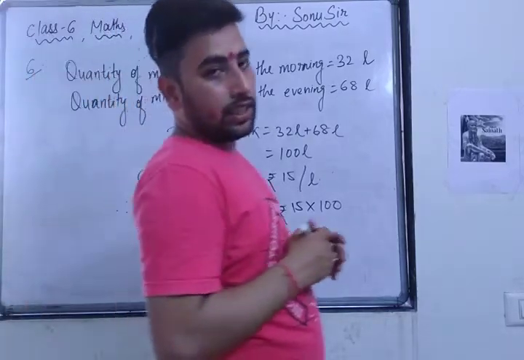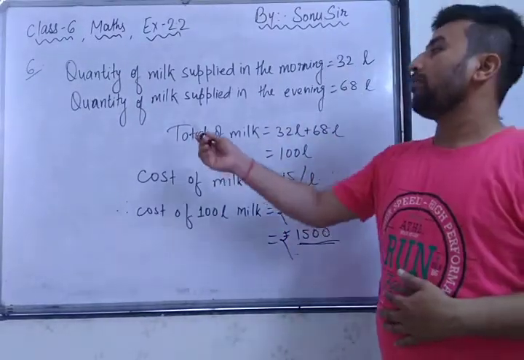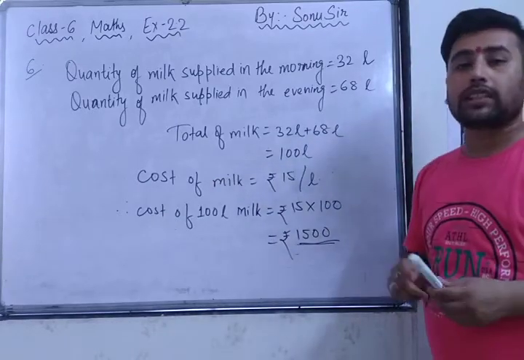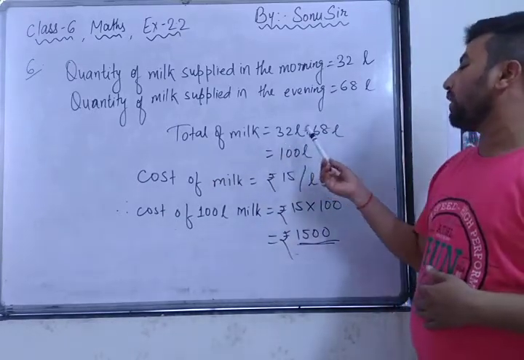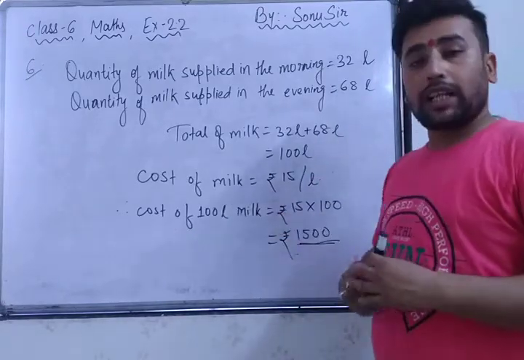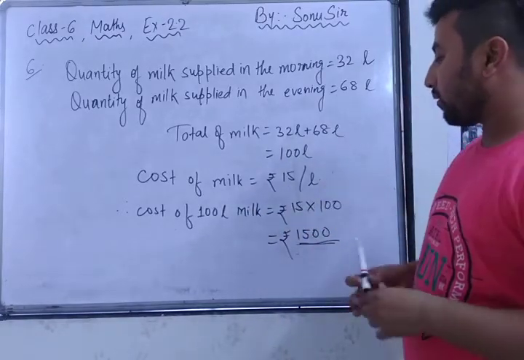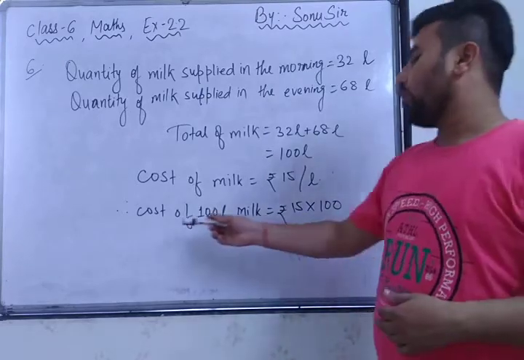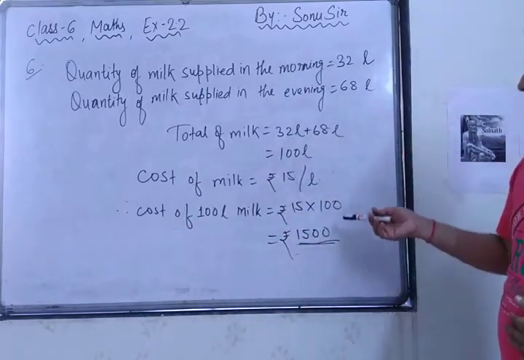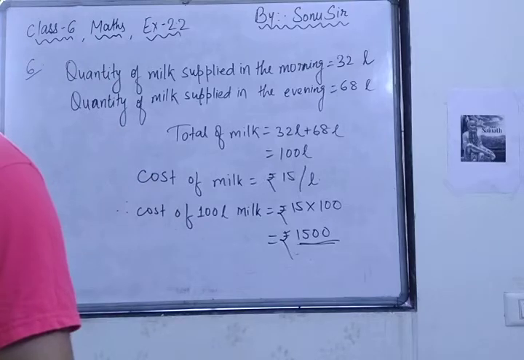There was one milk vendor, he was supplying milk to the hotel. In the morning he supplies 32 liters, in the evening 68 liters. So total milk 32 liter plus 68 liter is equal to 100 liter. Cost of milk is 15 rupees per liter. This oblique means per. So cost of 100 liter milk is equal to 15 into 100, that is equal to 1500. Got it? So you can write this answer in your notebook. If you don't want to write, then please take a screenshot. When you get your mood, at that time you can write it.